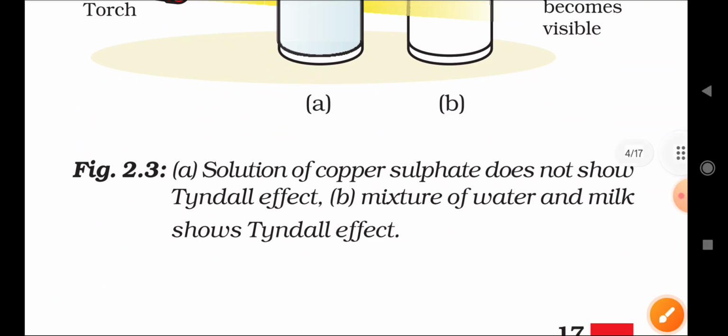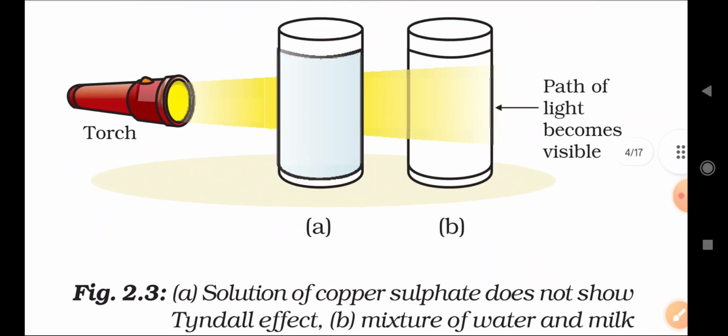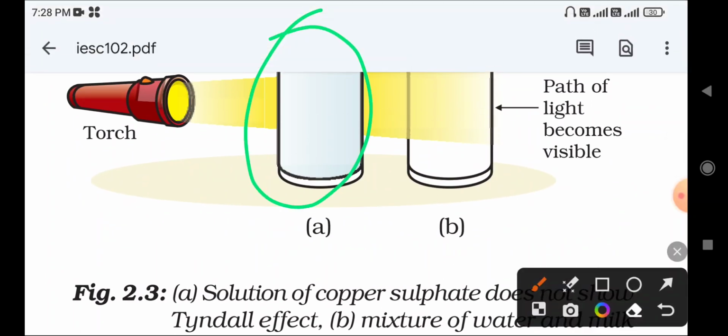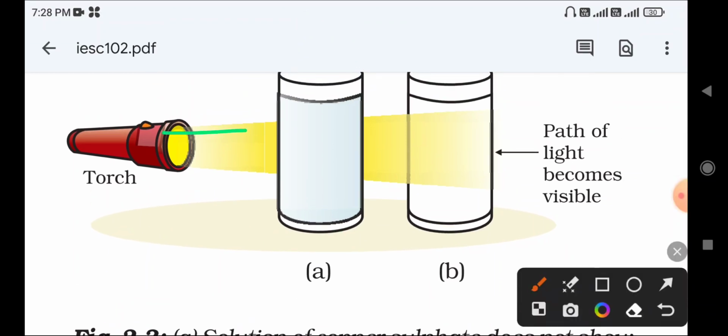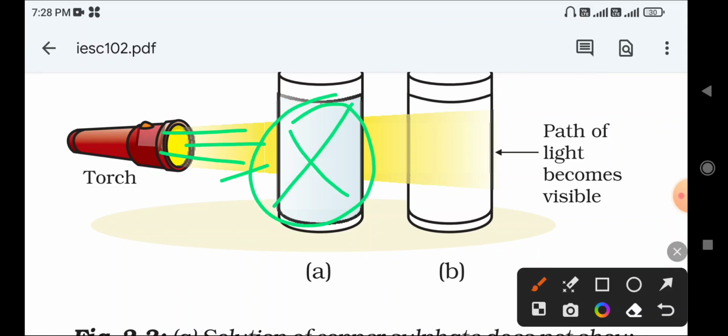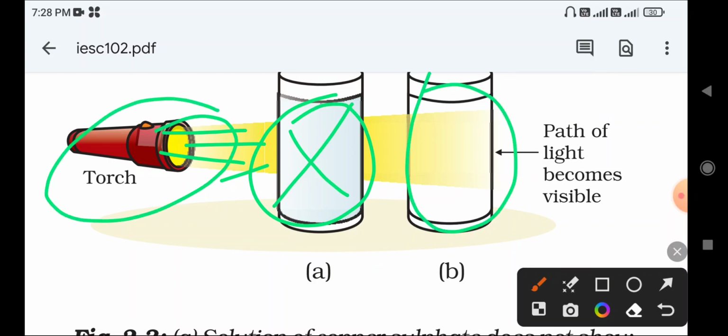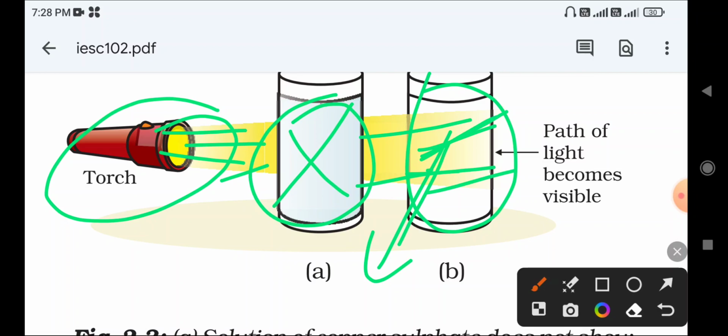A solution of copper sulfate does not show the Tyndall effect. Here we can see a copper sulfate solution in this figure. When light passes from the torch through the first solution, A, the light is not visible because the particles are very small in size, so they do not scatter the beam of light. But in the second case, we can see the path of the light because the particles are big enough to scatter the beam of light.